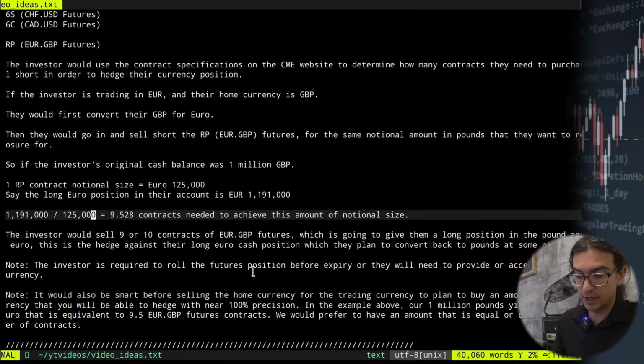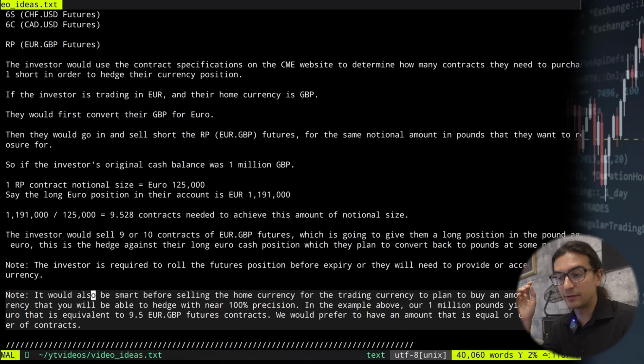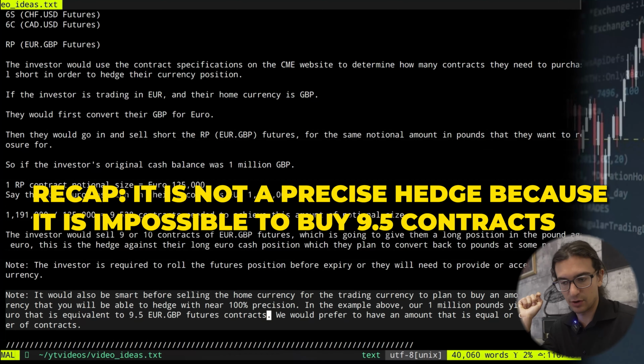So that's the note here that I wrote. It would also be smart, before selling the home currency for the trading currency, to plan to buy an amount in the trading currency that you will be able to hedge with near 100% precision. In the example above, our 1 million pounds yields us an amount in euros that is equivalent to 9.5 EUR.GBP futures contracts, which of course is not a precise hedge. It's close to precise, but it's not hedging the entire currency risk. We would prefer to have an amount that is equal to or closer to a round number of futures contracts.